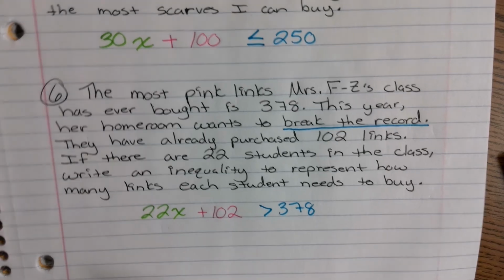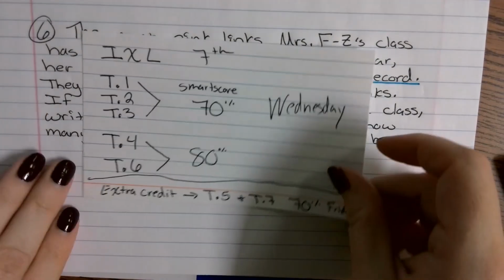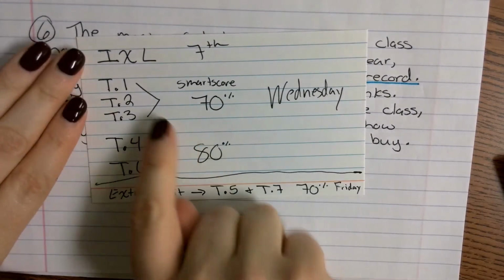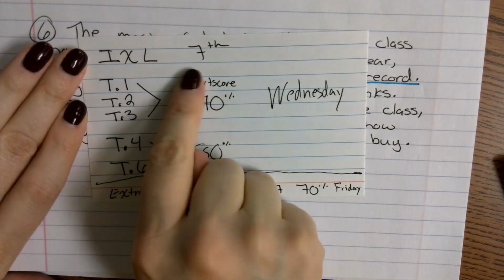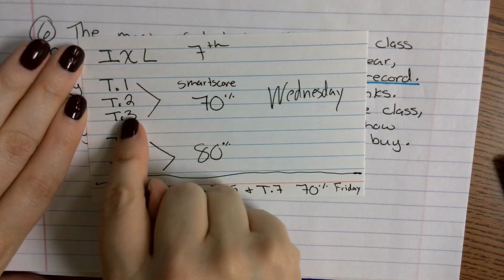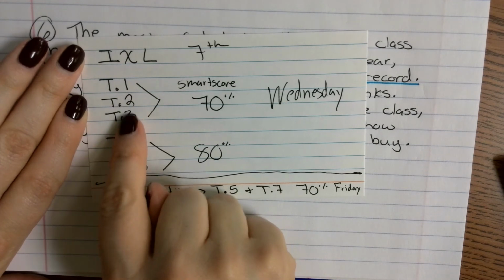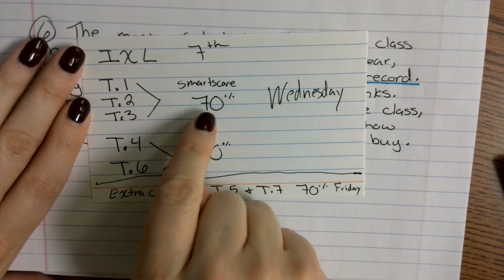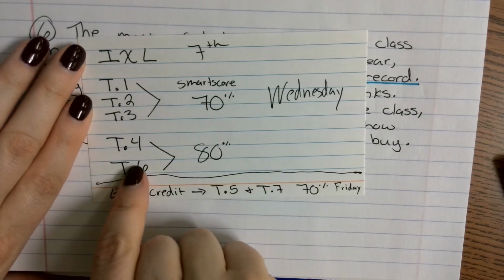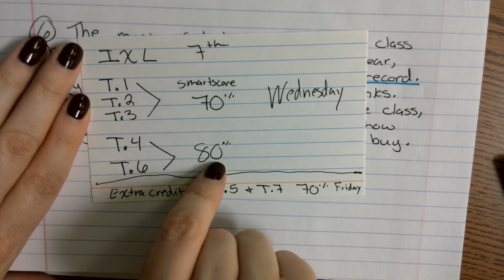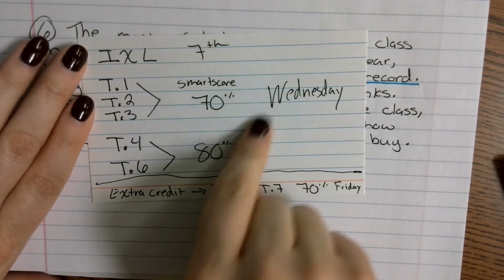Now, here is the information that you need to make sure you keep in mind. You are doing IXL 7th grade material. T1, T2, and T3 need a SMART score of 70%. T4 and T6 need a SMART score of an 80%. This needs to be finished by tomorrow night.